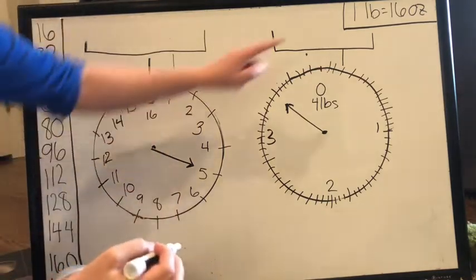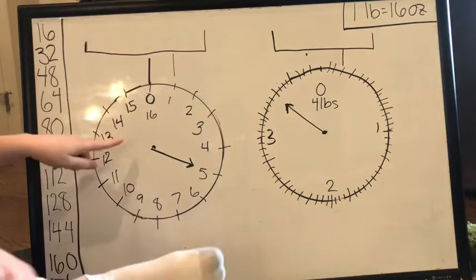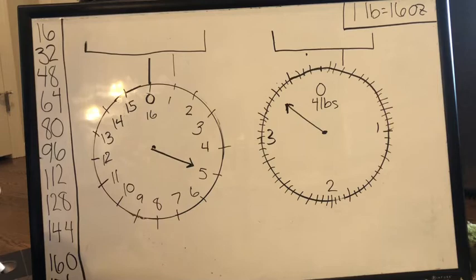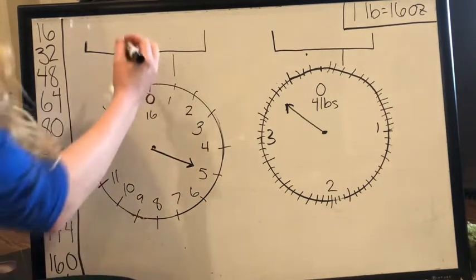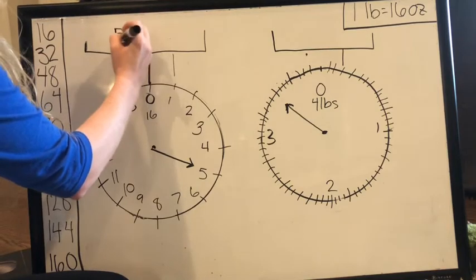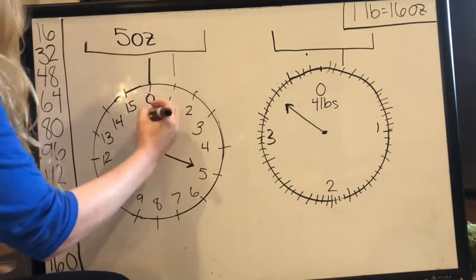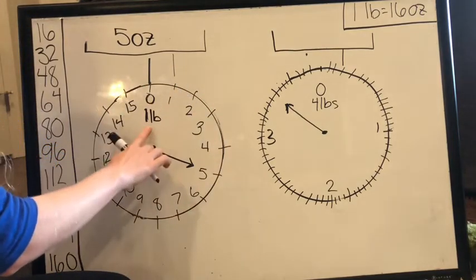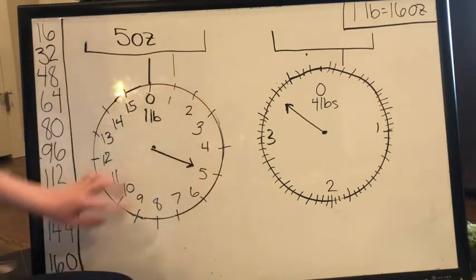Okay, so this scale over here is pretty simple. We know that there are 16 ounces in 1 pound. This scale has all 16 ounces in it. So if the arrow were pointing to the 5, we know that the weight would be 5 ounces, right? Because if you go one full time around, it would be 1 pound. So there are 16 markers, one for each ounce.